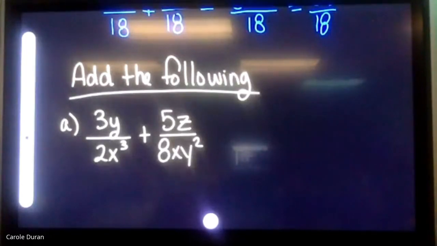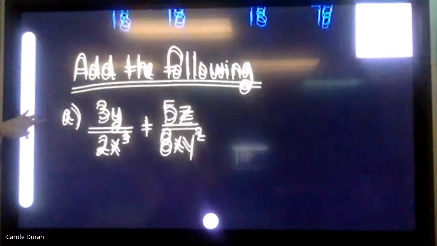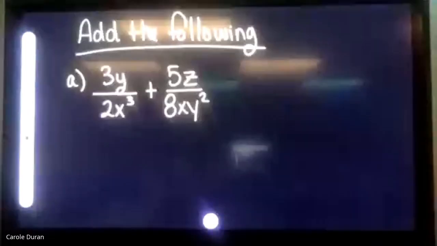Okay, so the example I now have in front of me has the first fraction being 3y over 2x cubed, plus the second fraction, which is 5z over 8xy squared. I will caution you to be careful with your z's because they can very easily turn into 2's. So that's why I always put a dash in my z so I know that they're different if I'm writing it really quickly.